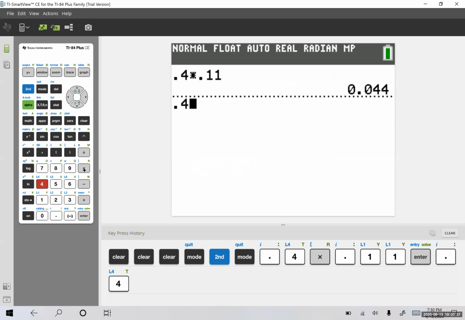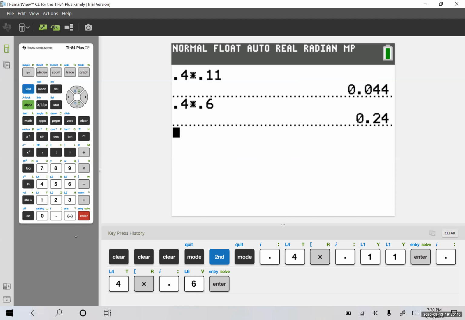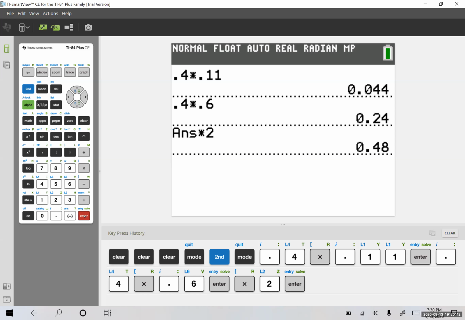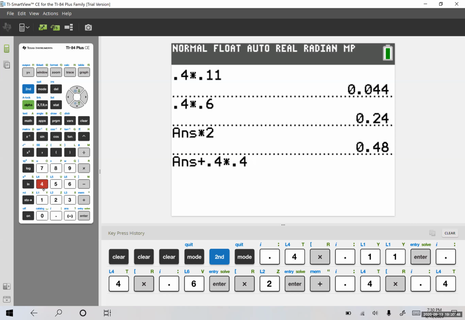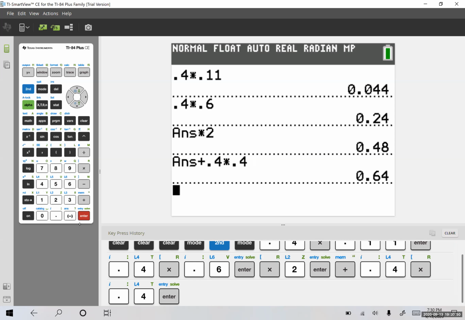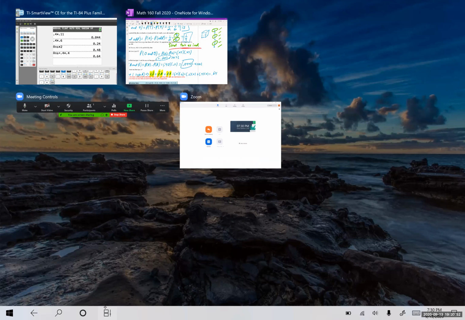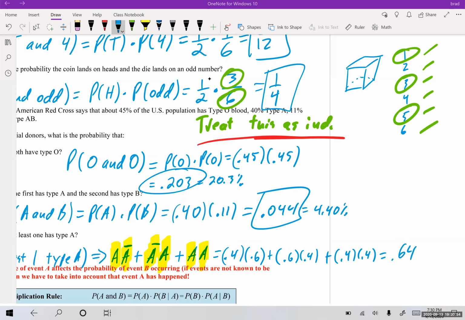So let's do 0.4 times 0.6 equals, now I'm going to double that because the other one's the same, plus 0.4 times 0.4. Yep, 0.64, so we're good. Okay, now there's an alternate way we could have done that.